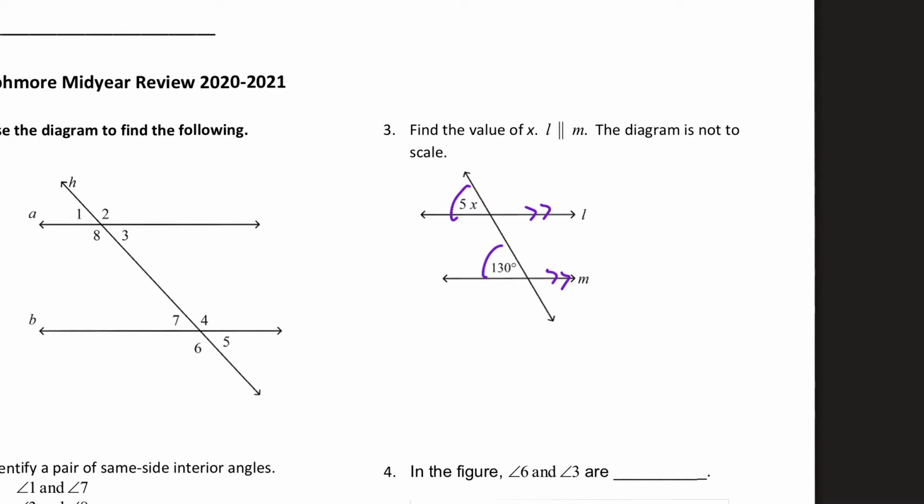And those are corresponding angles. So if the lines are parallel, corresponding angles should be congruent. So 130 equals 5x. And divide both sides by 5. And 5 goes into 130 26 times. So x equals 26.